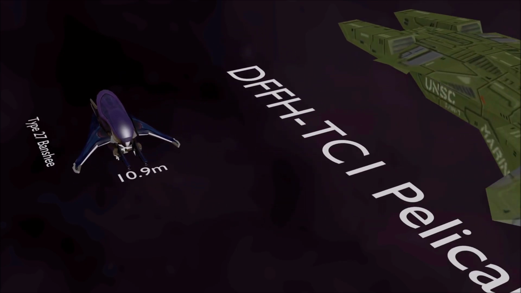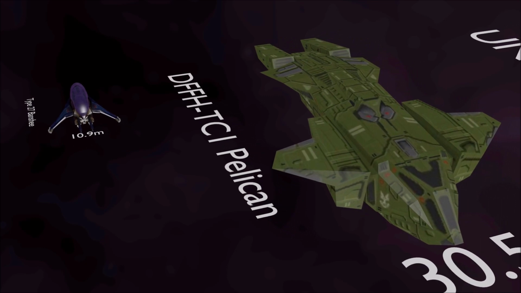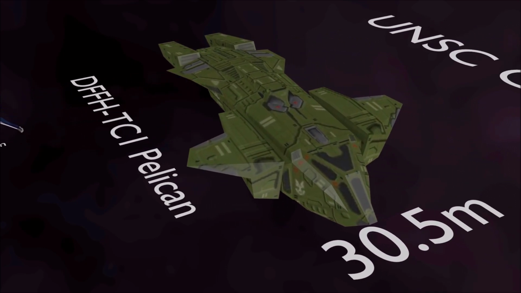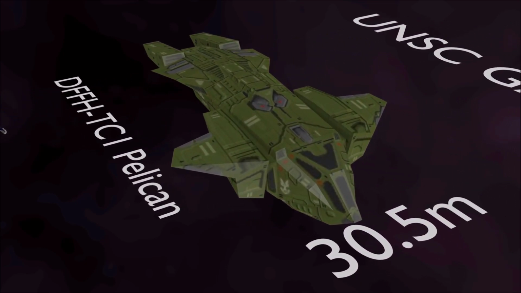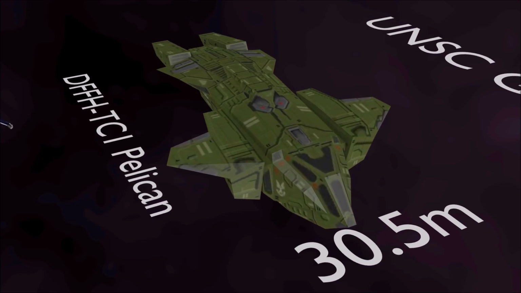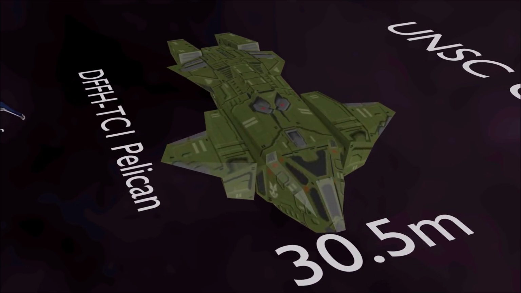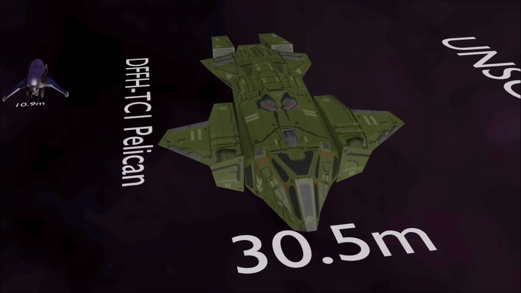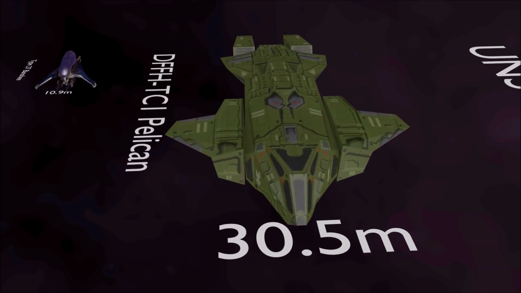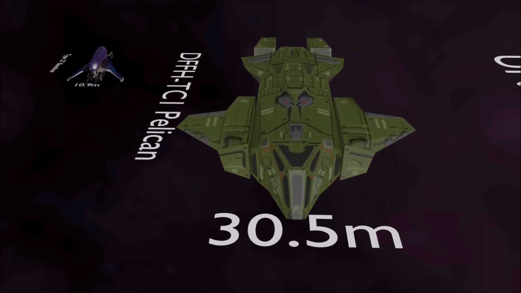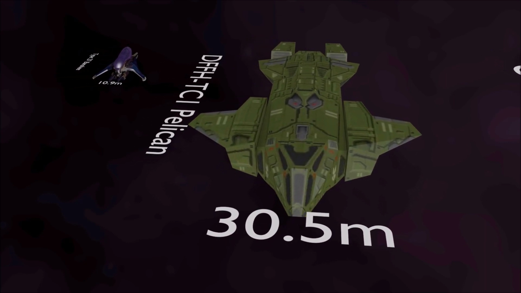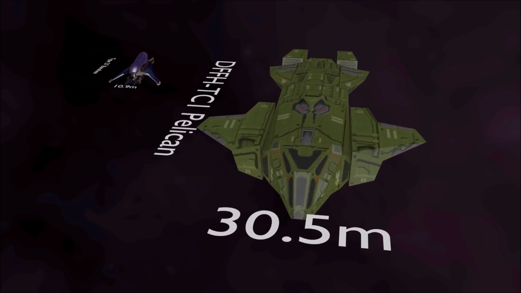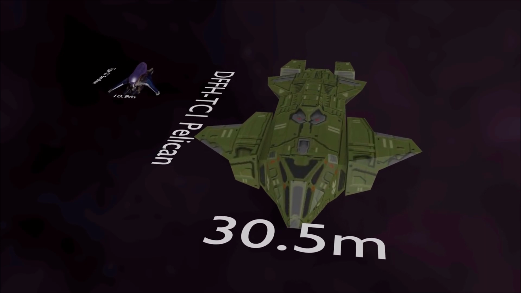Up next is the UNSC Pelican, which is around 30.5 meters in length. This version of the Pelican is largely seen in Halo 3. However, after the Human Covenant War, the UNSC decided to retire this model. From 2553 onwards, the UNSC has been using the D-79TC Pelican, which is the one seen in Halo 4.